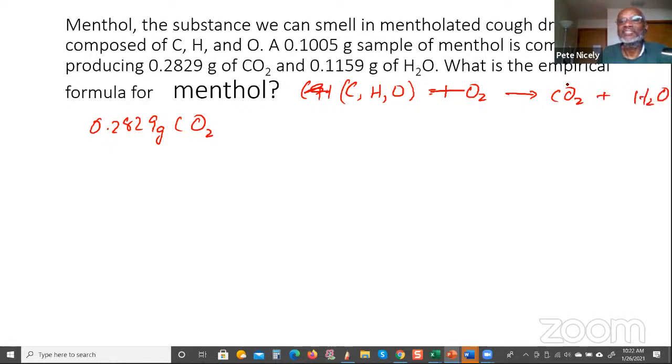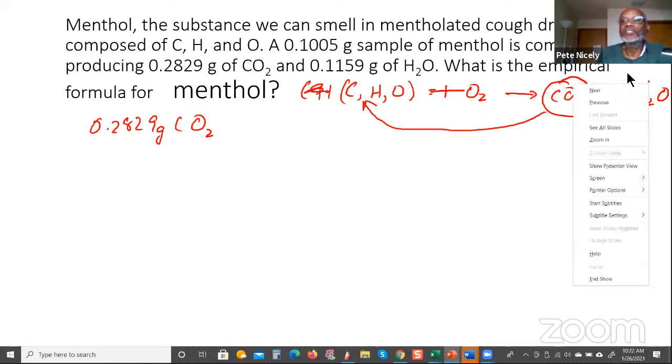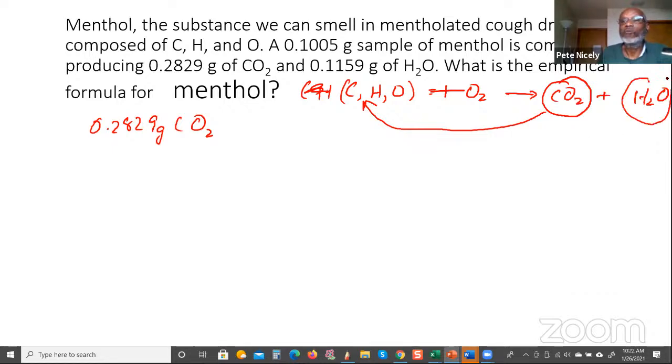If we know the mass of carbon dioxide that is produced, then we can work backwards to find the mass of carbon that was in the original compound. The same thing with the water: if we know the mass of water produced, we can work backwards to find the mass of hydrogen. If we know the masses of carbon and hydrogen, we can add those two and subtract from the original mass of the compound to get the mass of the oxygen. What I've just described is an overall strategy for solving this problem.